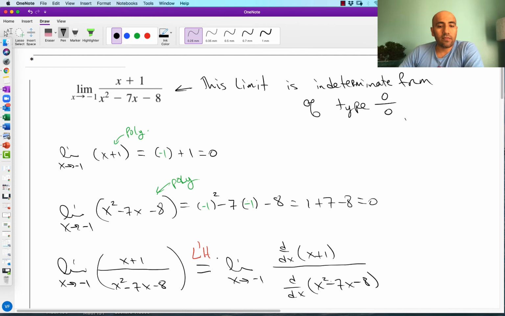Notice that this is not the quotient rule. We're not doing low d high minus high d low over denominator squared. This is just simply the derivative of the numerator separate from the derivative of the denominator. So let's go ahead and take that derivative. This is going to be the limit as x approaches -1 of, in the numerator, 1, the derivative of the numerator on its own, and the derivative of the denominator ends up being 2x minus 7.